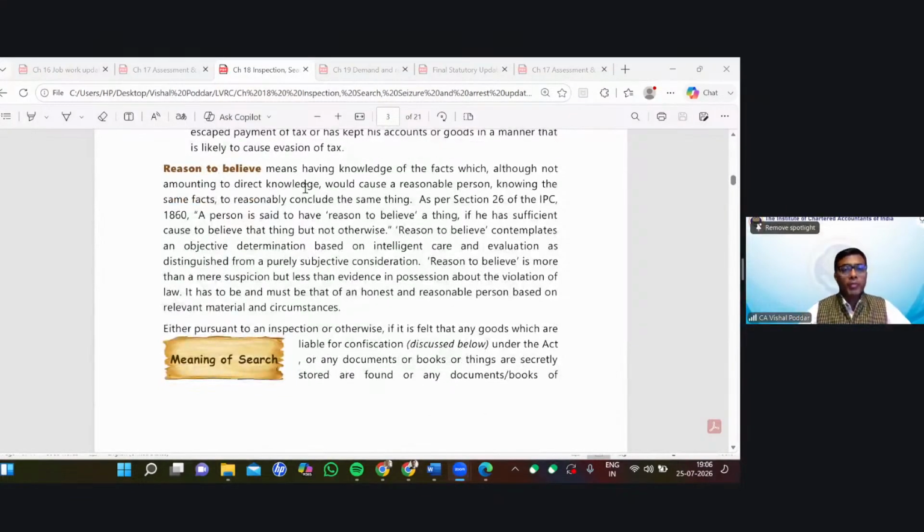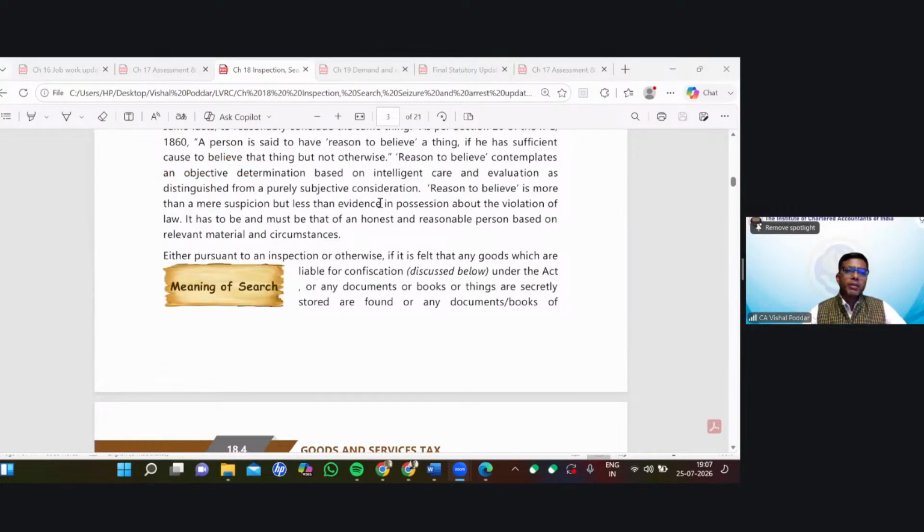So reason to believe means having knowledge of the fact, which, although not amounting to direct knowledge, could cause a reasonable person knowing the same facts to reasonably conclude the same thing. So basically, the main point is that wherever I get some information and that information leads to the conclusion that there is some type of tax evasion possibility, then this particular point comes into the picture, that is, reasons to believe. So reason to believe is not merely my suspicion, but it is a calculated belief, a calculated conclusion that I draw from the facts which are available with me. Is this fine? I hope that is clear to everyone.